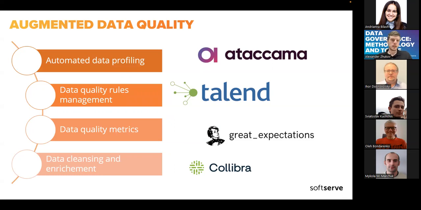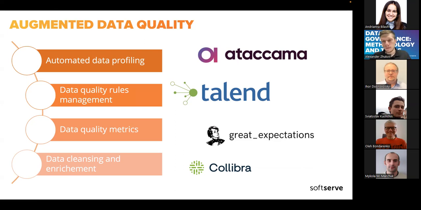Data quality rules management is the process of managing data quality checks in a central repository. This can be config driven, or it can be a simple UI where you just enter your data quality check, depending on the tool that you use. Data quality metrics dashboards, I already mentioned, are really important for visibility on the state of your data quality. And being able to automatically clean and enrich data is also quite important for data quality management tools.